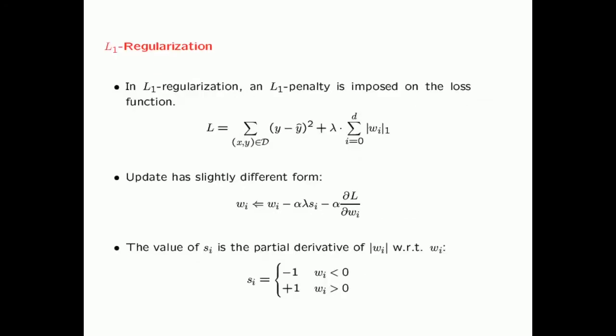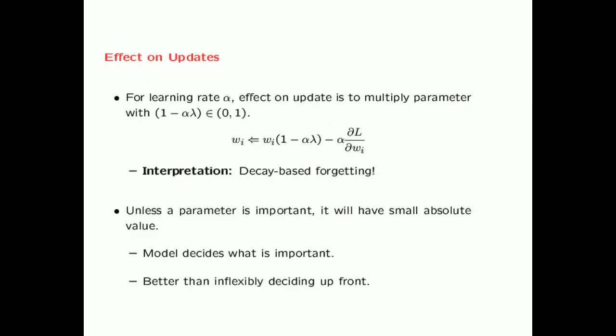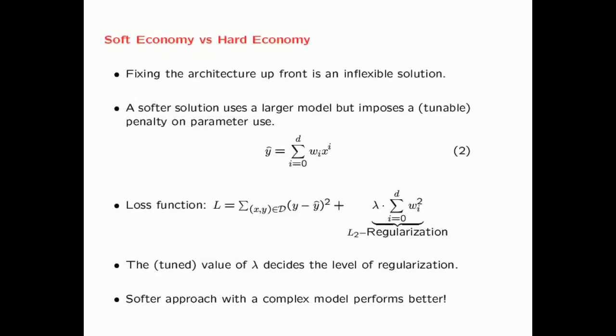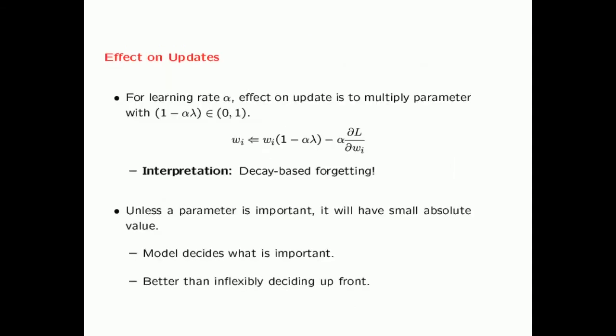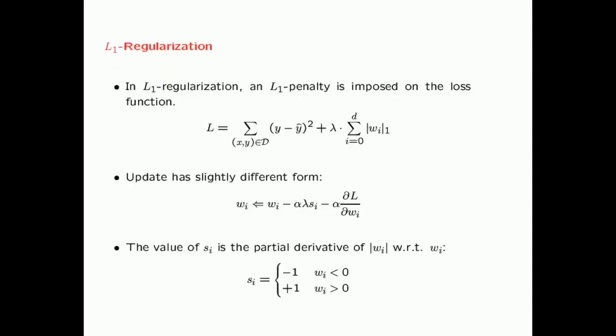In the previous case, I discussed L2 regularization. Why do I call that L2 regularization? When you look at this penalty, it's wi squared. So you're adding the sum of the squares of the parameters. That's like the L2 norm of the parameter vector. You can also penalize the L1 norm of the parameter vector, which is basically the absolute value of wi. In this case, again, the loss function has a similar form, and the update has a slightly different form.